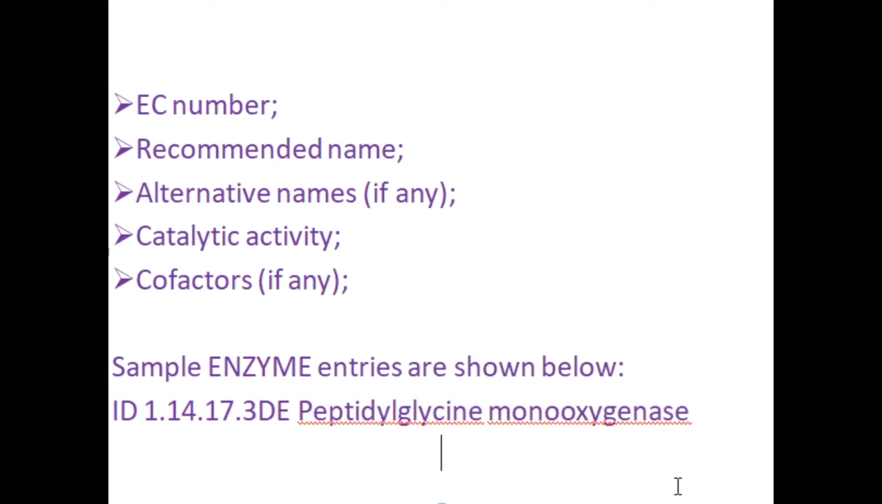ID 1.14, peptidylglycine monooxygenase. This is a sample enzyme entry, an example.